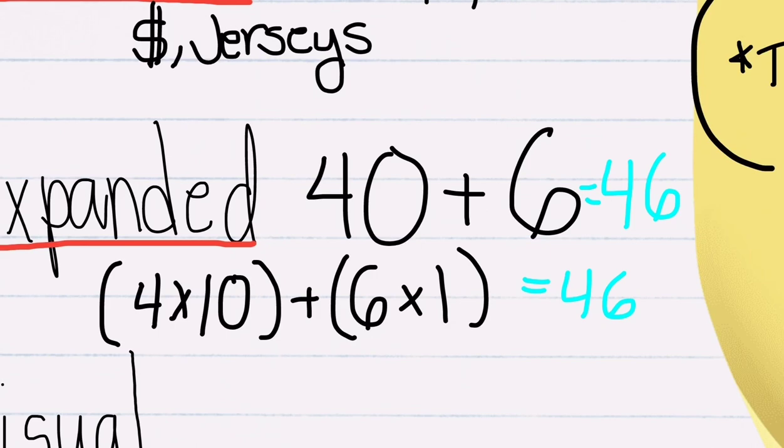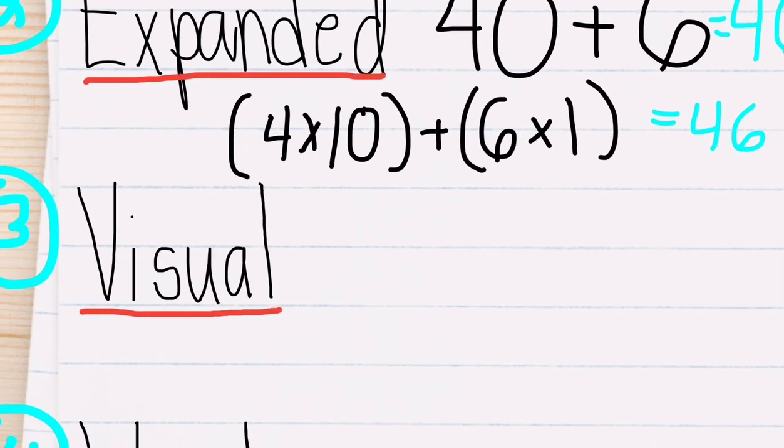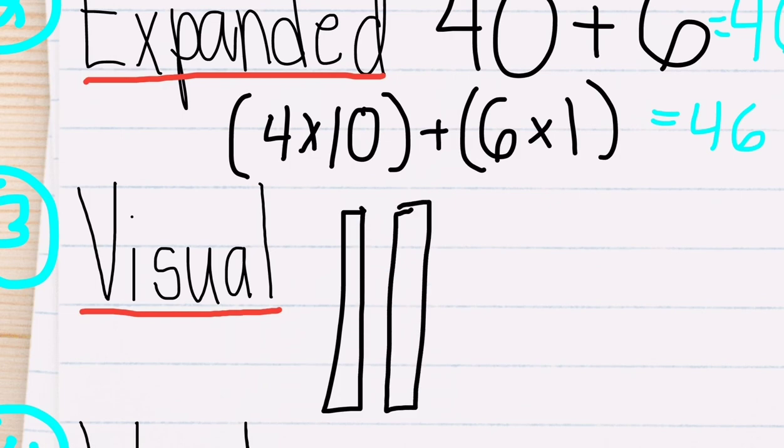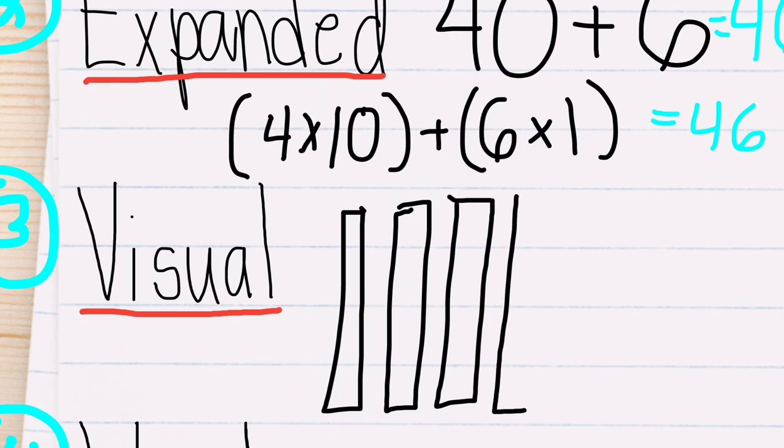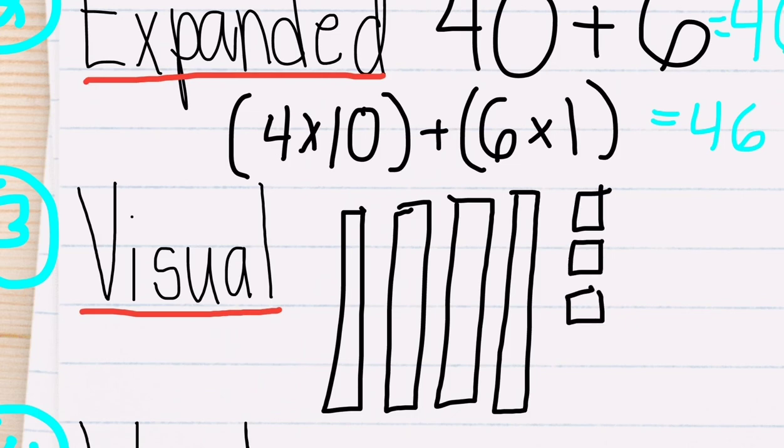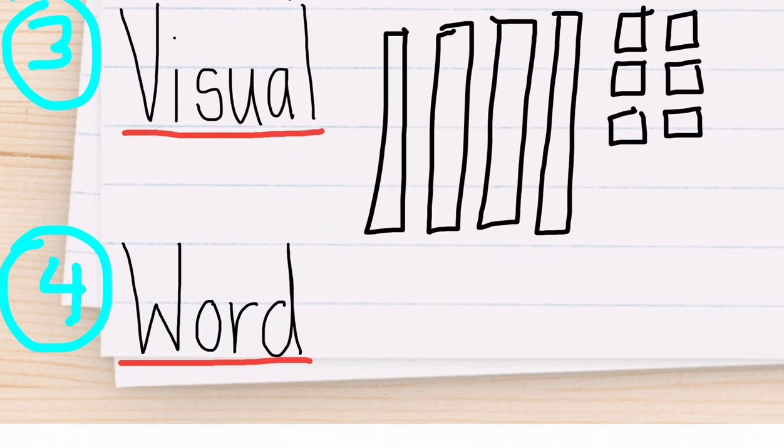The last way you might see it, especially when you're a little kid, you would use what's called base 10 blocks. So you use the tens rods, and I'm just doing it real quick. You have 4 tens rods to represent the 4 in the tens place, and you have 6 individual unifix cubes to represent the 6 in the ones place.